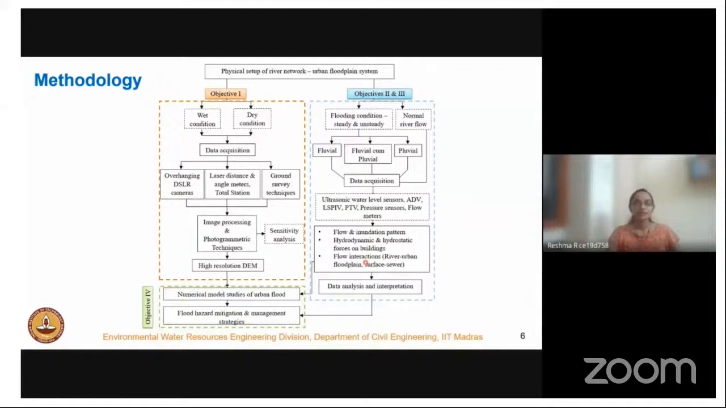However, in the case of unsteady flow condition, since it is difficult to experimentally collect the data regarding the flow interactions, the same will be carried out in the numerical model study. All the data collected along with the developed high-resolution DEM will be fed into the numerical model and will be analyzed. As a final step, flood hazard mitigation and management strategies will be proposed pertaining to fluvial cum pluvial, and pluvial flooding scenarios in an urban area.